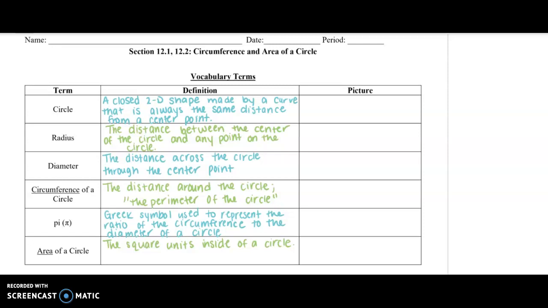So we are in week 6 of our distance learning. We're going to be talking about the circumference and the area of a circle. So I want you to go ahead really quickly, pause the video, copy down all these definitions, and then once you're ready, you can go ahead and press play and we'll move on.